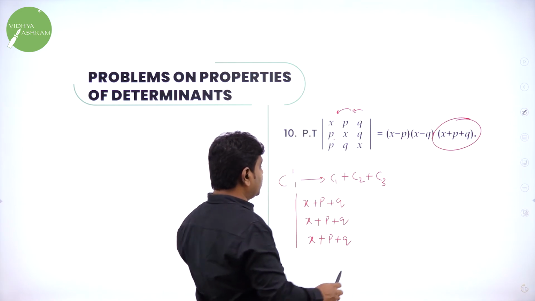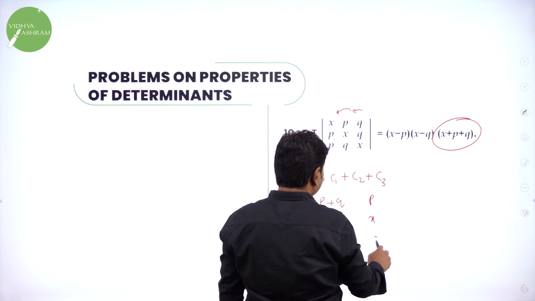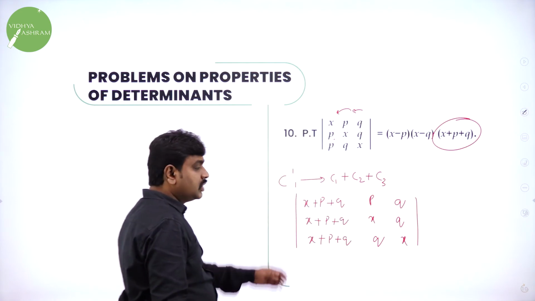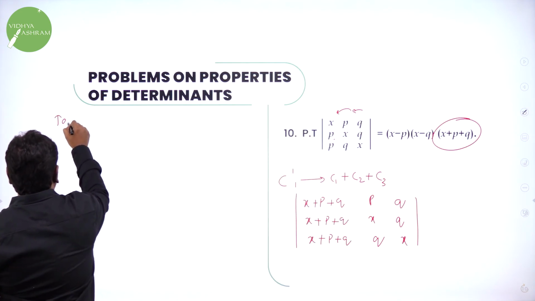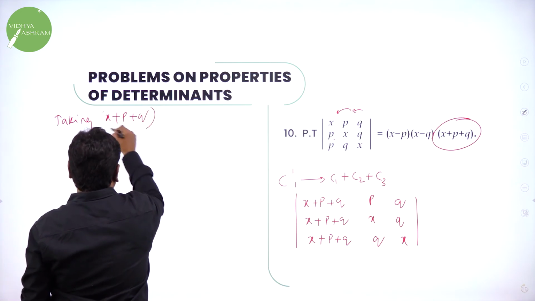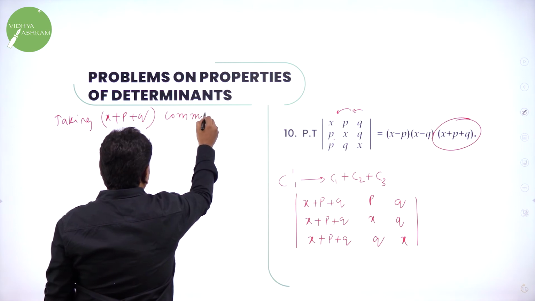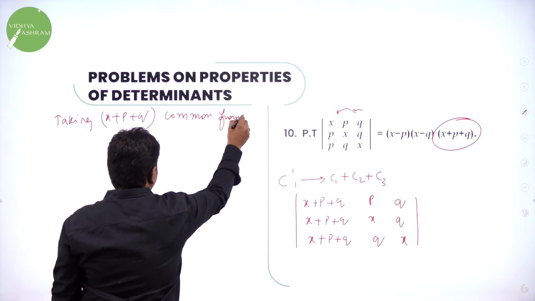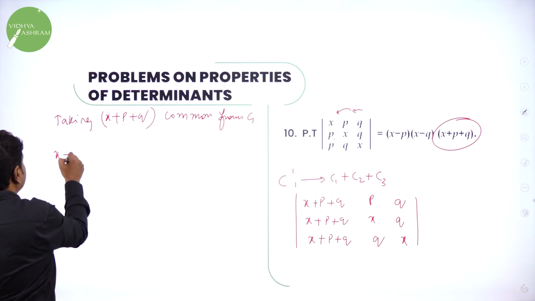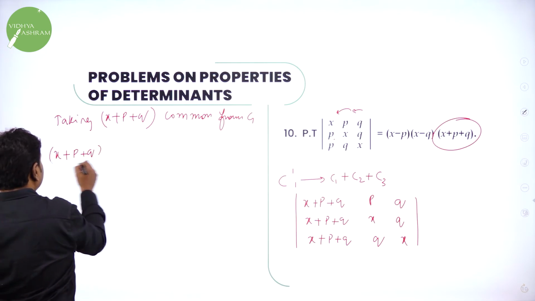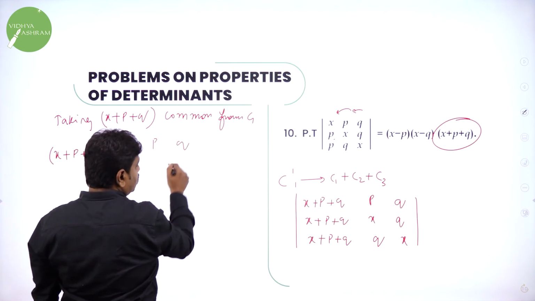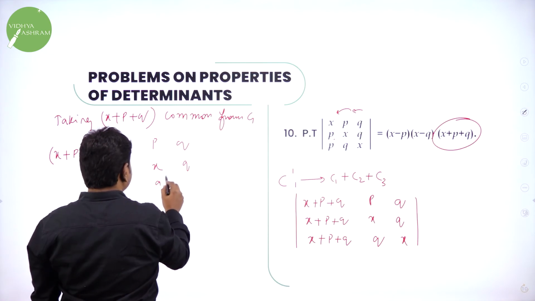Then the remaining I will write as it is, that is pxq, qqx. What is common? x plus p plus q is common. Taking x plus p plus q common from C1, from the first column, take x plus p plus q out. If you do that, what will you have? x plus p plus q taken out, I will be left with 1 1 1, and the remaining we have pq, xq, q minus qx.